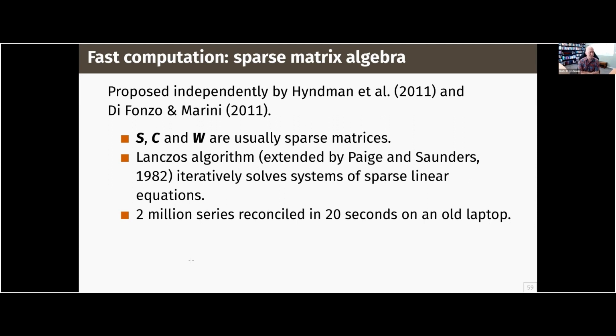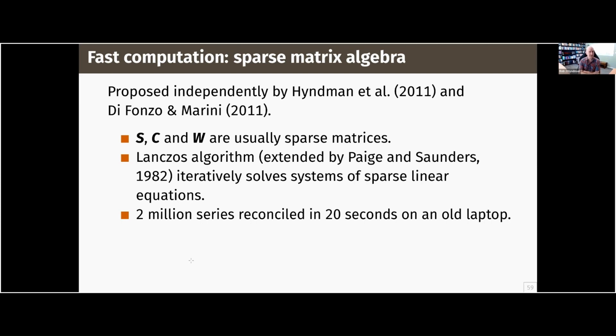works really well. So this was proposed in that first paper, the 2011 paper. Also, I found out much later, it was proposed completely independently by Tommaso Di Fonzo and his co-author Marini in the same year, not for forecasting, but for reconciling time series when you've got lots of series that want reconciling rather than forecasts that want reconciling. And using this algorithm, I can reconcile 2 million series in 20 seconds on an old laptop, like a 10-year-old laptop.